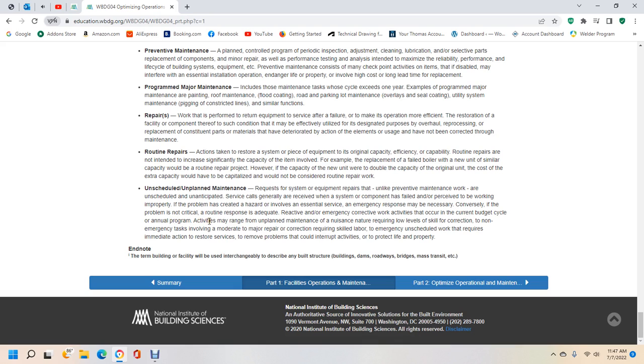Routine response is adequate. Reactive, emergency and corrective work activity occurs within the corrective budget cycle with the annual program. Activities may range from unplanned maintenance of a nuisance nature requiring low levels of skill for correction if it is a non-emergency task, to moderate or major repair correction requiring skilled labor, to emergency unscheduled work that requires immediate action to restore services and remove program problems that could interrupt activities and protect life. And note, the term building facility will be used interchangeably to describe building structures, dams, roadways, bridges, mass transit, and so on.